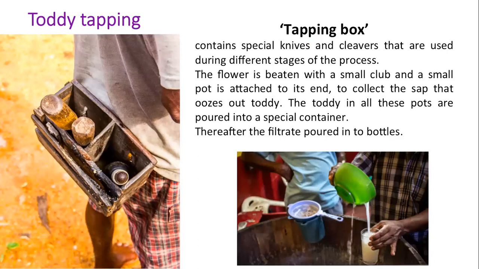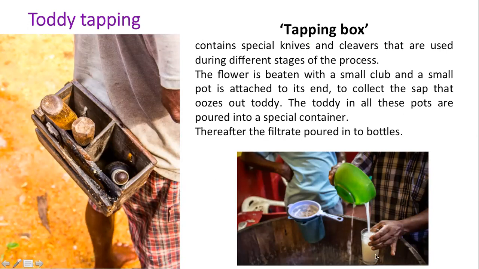This is the toddy tapping box. Indigenous equipments are available here. So you will be able to see these things and experience these things at your field visit. There is a knife and cleavers, like there are different equipments and tools they used for tapping, right?